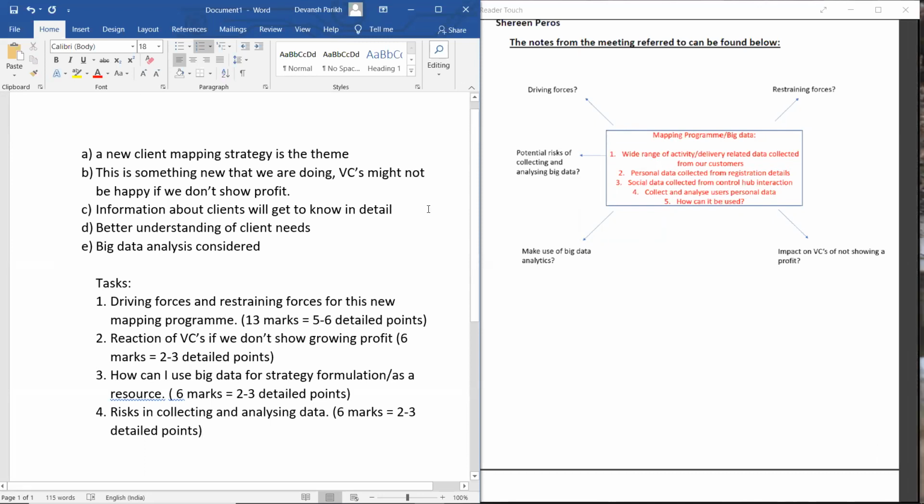Let me continue reading. There is this box. So about the big data program, they've told me that a wide range of activity and delivery related data will be collected. Personal data will be collected, social media data will be collected, and then we will be analyzing this data. So just giving me a little bit more on what the mapping strategy is.